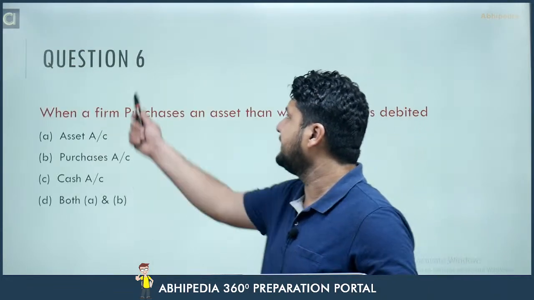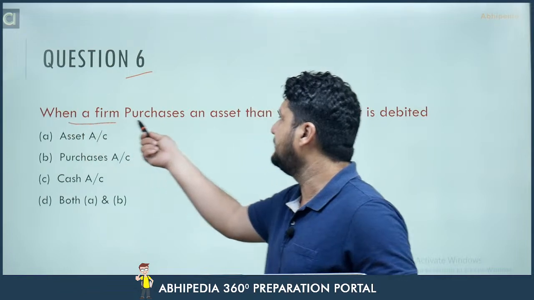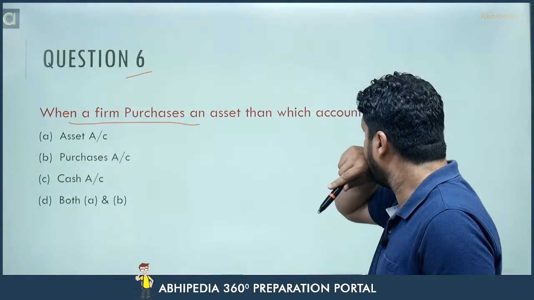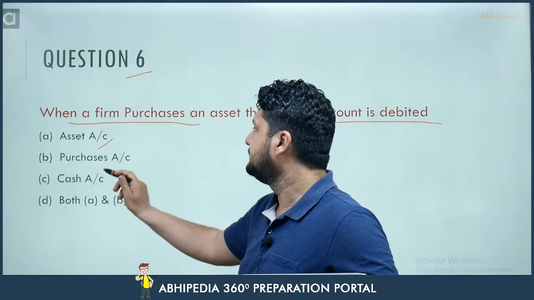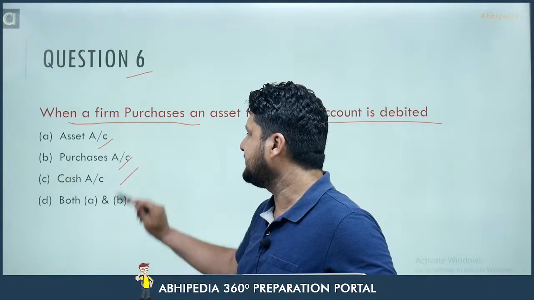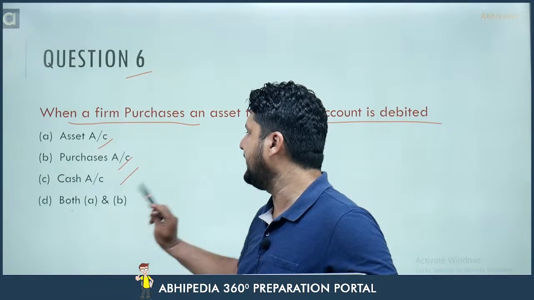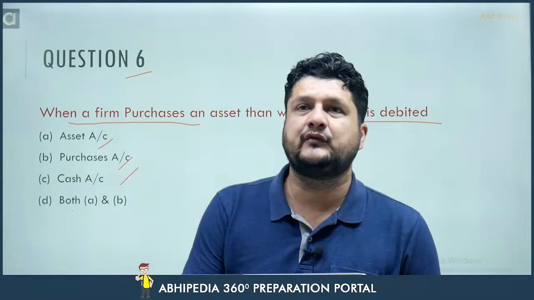Next question is the sixth one. When a firm purchases an asset, then which account is debited? Asset account, purchases account, cash account, or both A and B? Let's see who will answer this one.